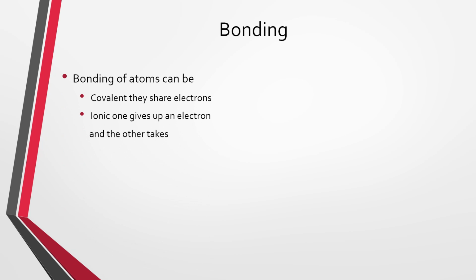Okay, so we'll go ahead and talk about bonding. We mentioned bonding on the last slide, about how different atoms can bond together with different elements. There are two different ways that atoms can bond together. The bonding can be covalent, where they share an electron or electrons between themselves, or ionic, where one gives up an electron. It could be multiple electrons in both cases, and the other atom takes the electron.